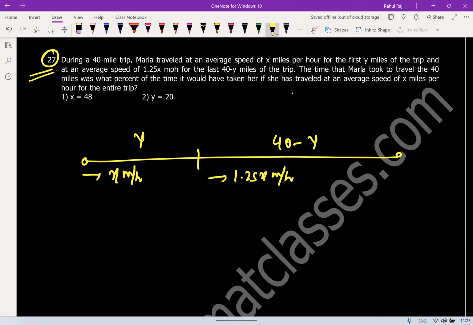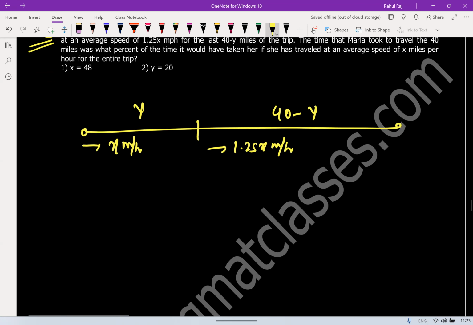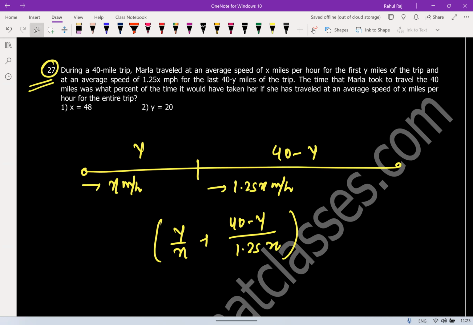The time that Marla took to travel the 40 miles. So what is the time she took to travel? Y by X plus (40 minus Y) by 1.25X. This is the total time she took to travel in this fashion.